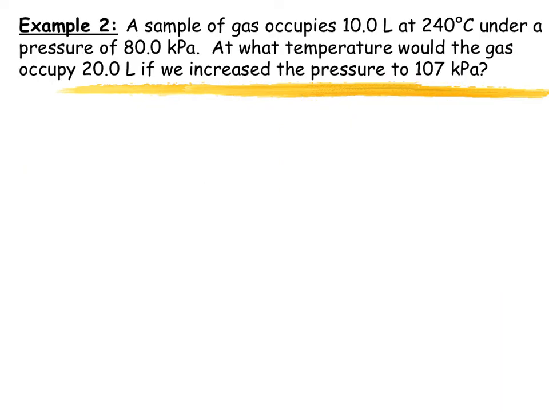On to example 2. Another word problem, so the first thing I'm going to do is go through and look for my numbers that have units after them. A sample of gas occupies 10 liters. There's one. At 240 degrees Celsius, found another one. Under a pressure of 80 kilopascals. There's a third number. At what temperature would the gas occupy 20 liters? There's a number. If we increase the pressure to 107 kilopascals.